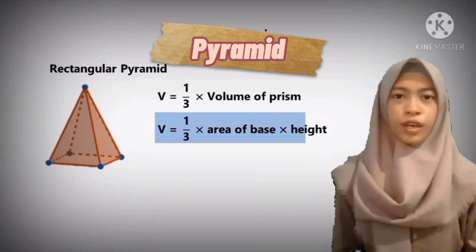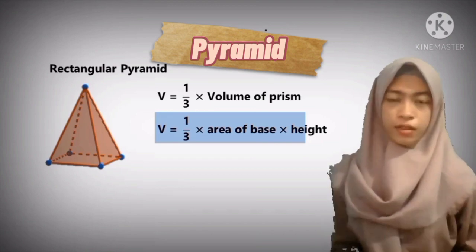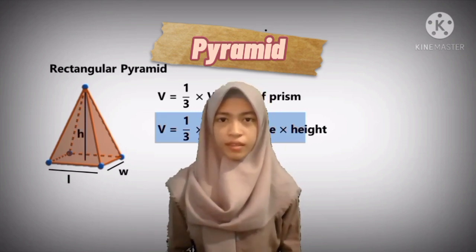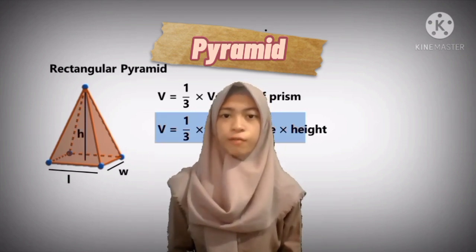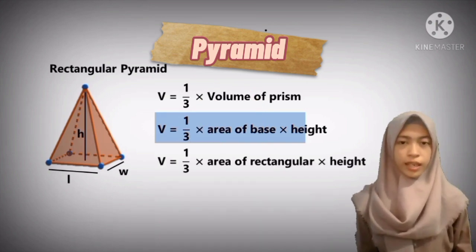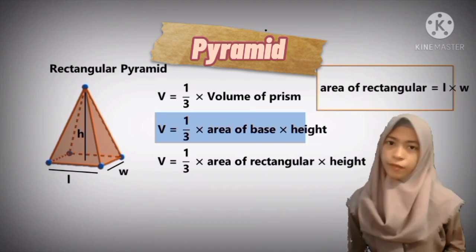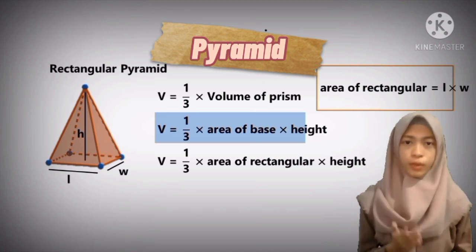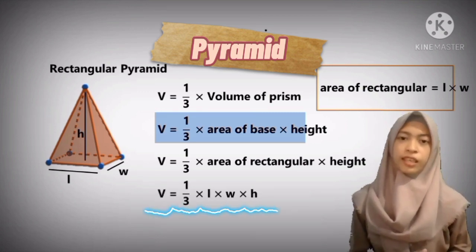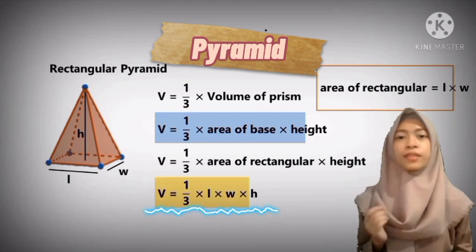In this case, we have a rectangular pyramid. The base of the rectangular pyramid is a rectangle, with this being length, this being width, and this being height of the pyramid. So the volume is 1 over 3 times area of rectangle times height. The area of rectangle is length times width. So the formula for the volume of rectangular pyramid is 1 over 3 times length times width times height.